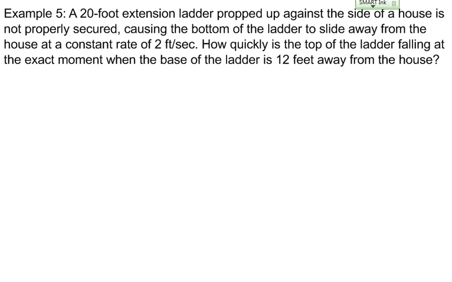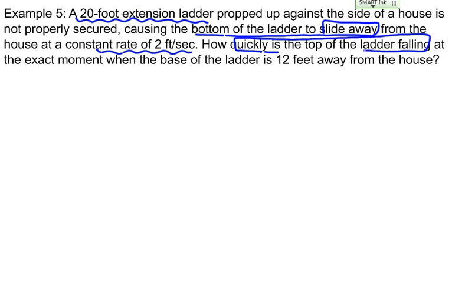So we've got a 20-foot ladder propped up against the side of a house and it's not properly secured. So that's why we were going to have that rate of change, because something's going to move. It causes the bottom of the ladder to slide away from the house at a constant rate of 2 feet per second. How quickly is the top of the ladder falling at the exact moment when the base of the ladder is 12 feet away from the house?